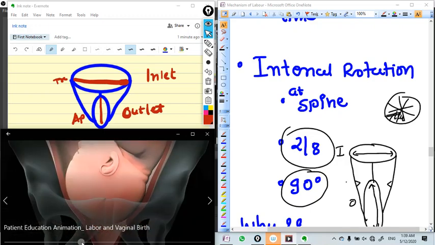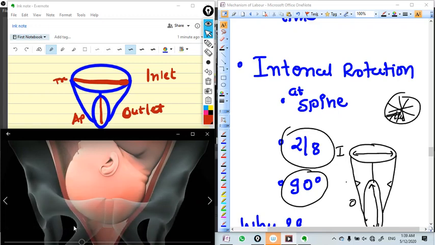See transversely, see here. Now when it reaches the ischial spine, the fetus realizes that if it has to come out from the outlet, the greatest diameter of the outlet of the pelvis is the AP diameter and not the transverse. So it has no option other than rotating itself 90 degrees and coming to the anterior posterior diameter.